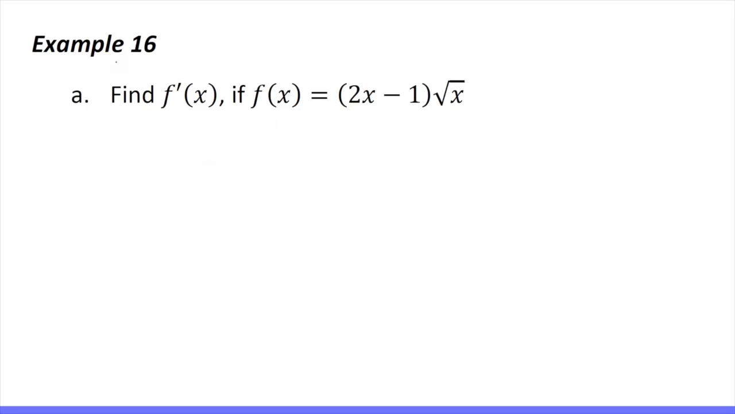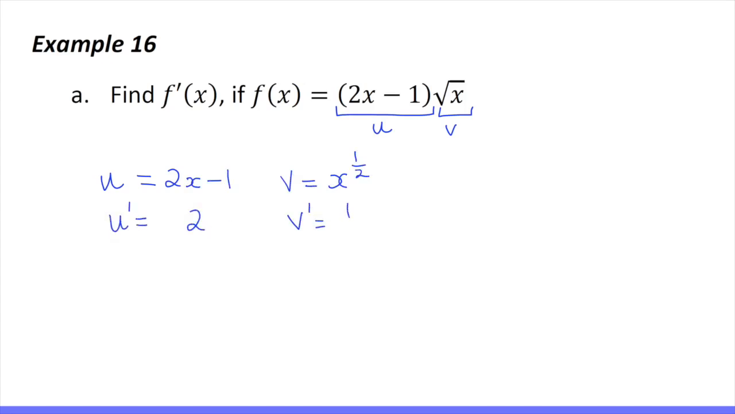So let's try and apply this. Example 16. Find f dash of x if f of x is equal to (2x minus 1) times root x. So your first step is to recognize what are your functions u and v. So let's call this function here u and this function here v. Now I like to set it up like a little table. So u is equal to 2x minus 1 and v is equal to, I'm just going to straight away write this x to the power of a half, then u dash is equal to 2 and v dash is equal to a half x to the power of minus a half.